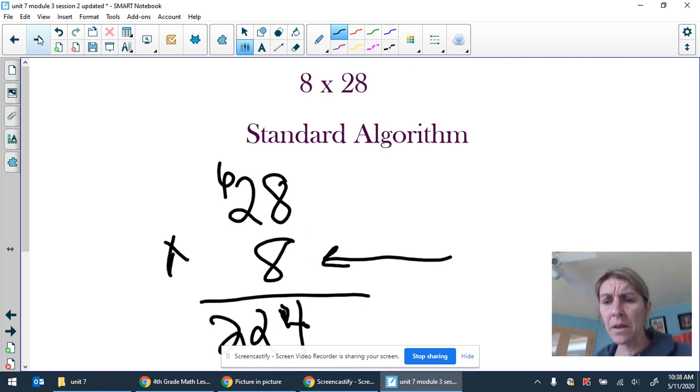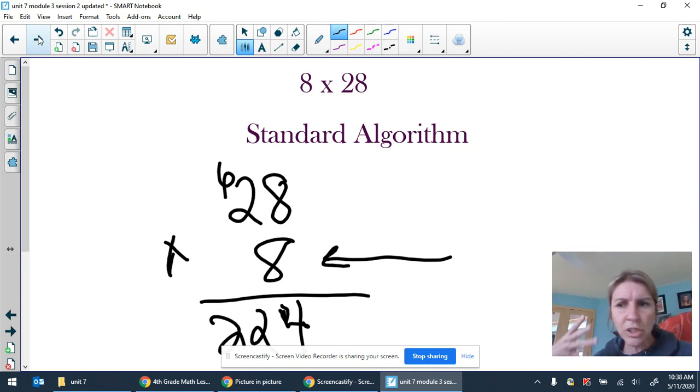So the standard algorithm has specific steps. I'm just trying to get you to understand what those steps mean to make it a little more powerful and purposeful. So again, the 8 times 8, that's just the ones, 64, but you write down the ones part here, the 4, and then carry that 60. So carry the 6. It's a little easier to think because you're looking at it like just a 6 right now. 8 times 2 is 16 and just a 6, even though it's 6 tens.